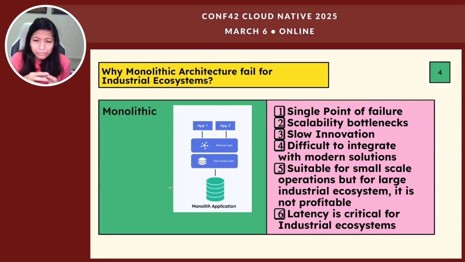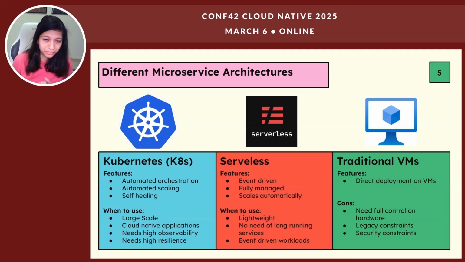It is only suitable for small scale operations, but for industrial operations, it's not at all profitable, because of the number of devices in the industry and the number of factories that you want to add. If it's a lot, then monolithic will definitely fail. Also, latency is very critical in an industrial ecosystem. If any of the machines goes down, you want to be notified very quickly and with no downtime, which is not supported in monolithic. So that's why monolithic is not going to work for an industrial ecosystem. So what works then? The microservice architecture.